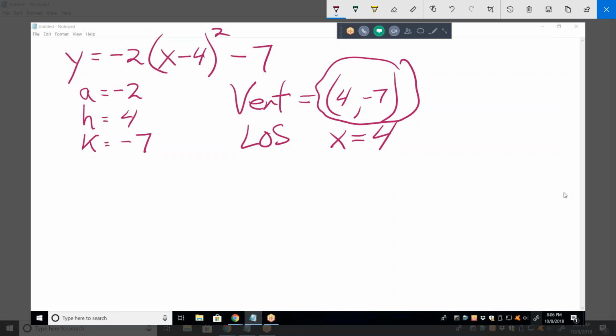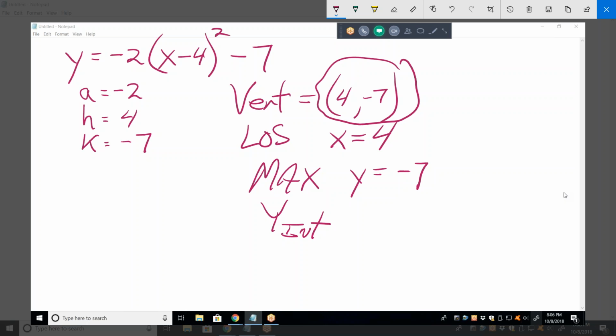And is it a minimum or a maximum? It's a maximum. Maximum, yeah. And what is that maximum? Go ahead and say y equals. y equals -7. In other words, the minimum or maximum is always the y coordinate of the vertex. Okay, what's the y-intercept?